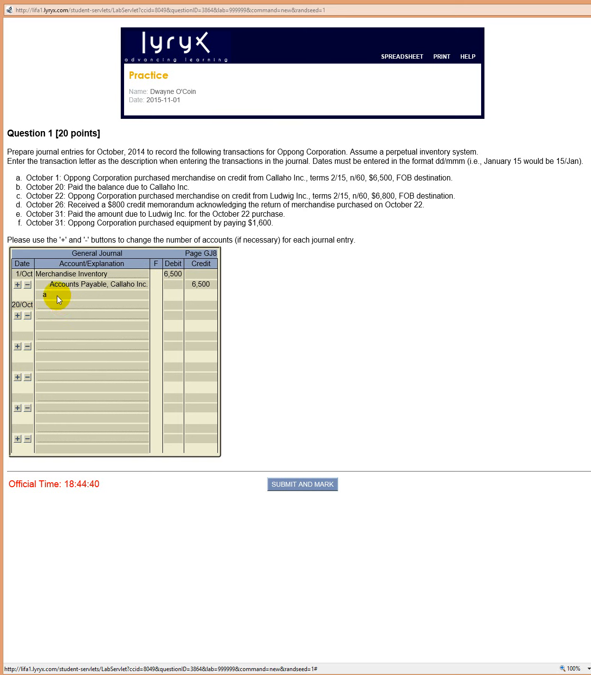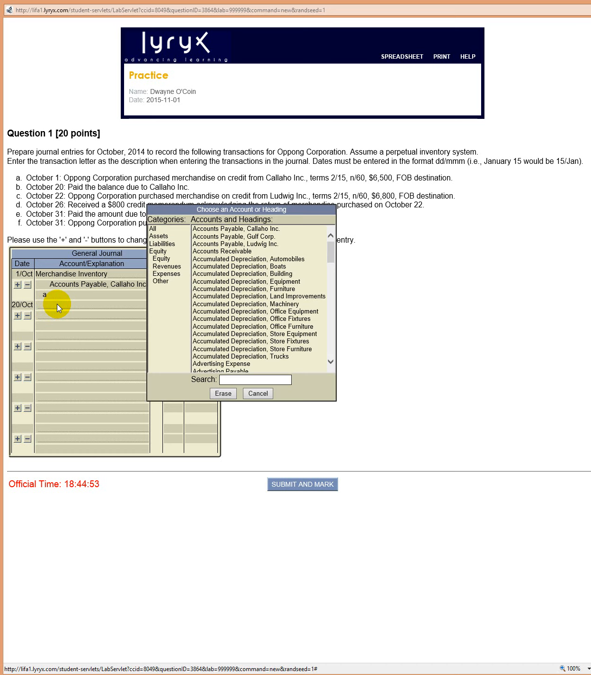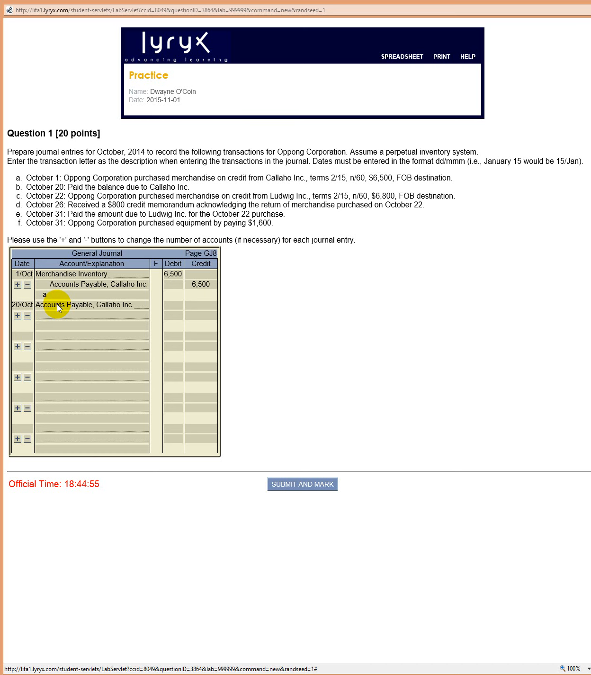Okay, so the second transaction, October the 20th, we paid the balance due to Callao Inc. And this is 20 days after we purchased it. Well, I guess 19 days after we purchased it. So we didn't pay within the time frame. So we have to reduce our accounts payable by the full amount and pay cash for that amount because we didn't earn the discount.